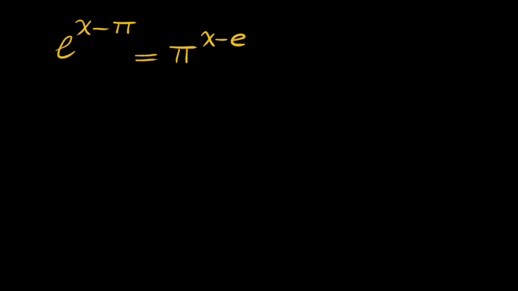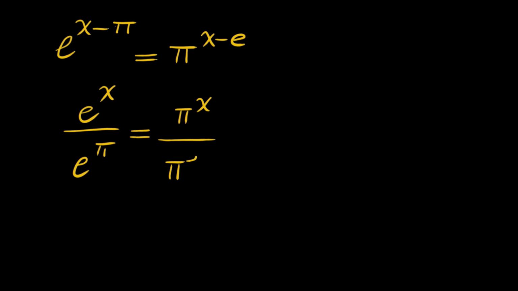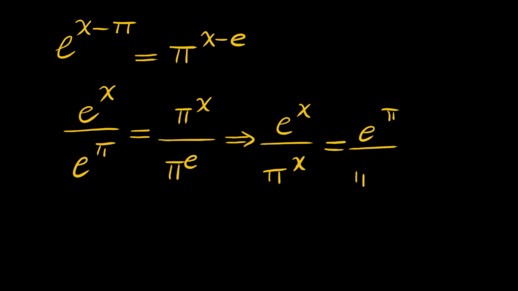Let me just write this as e to the power of x divided by e to the power of pi, and the right hand side again pi to the power of x divided by pi to the power of e. Then let's write e to the power x divided by pi to the power x is equal to e to the power pi divided by pi to the power e.